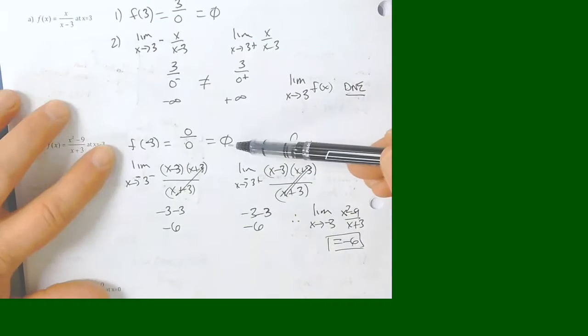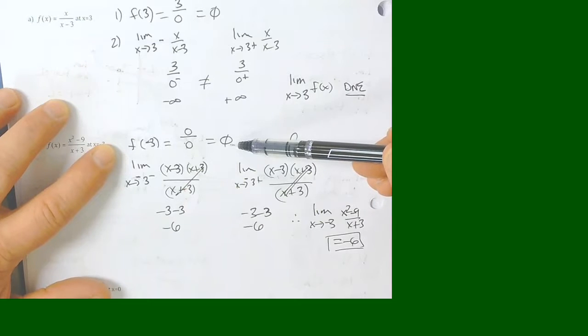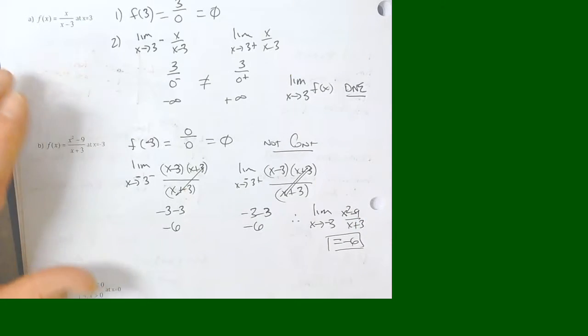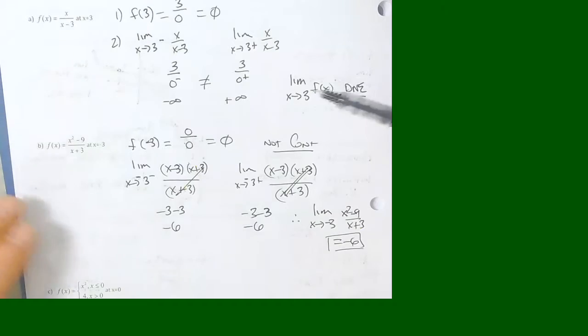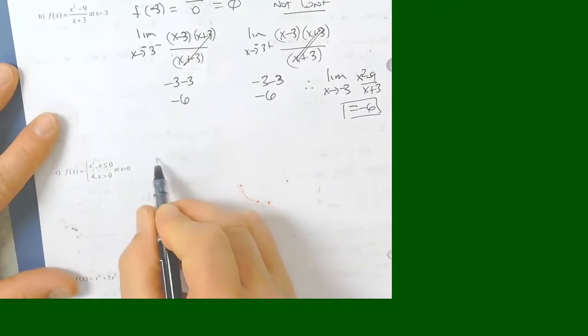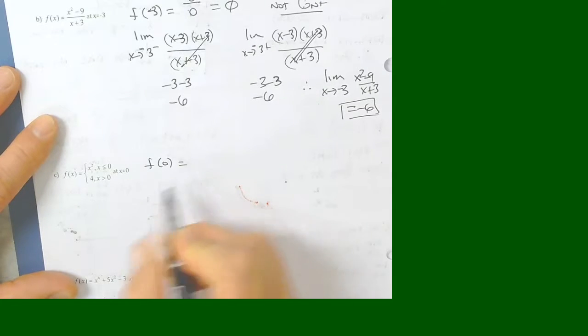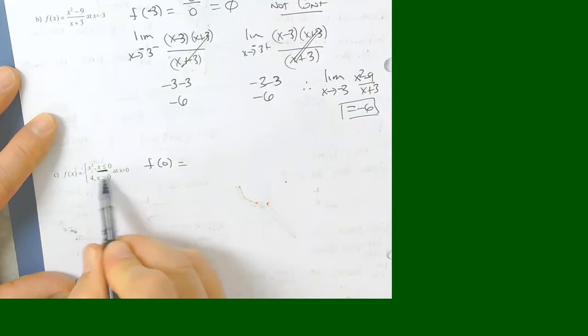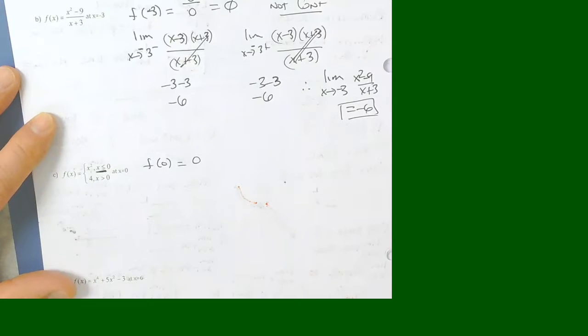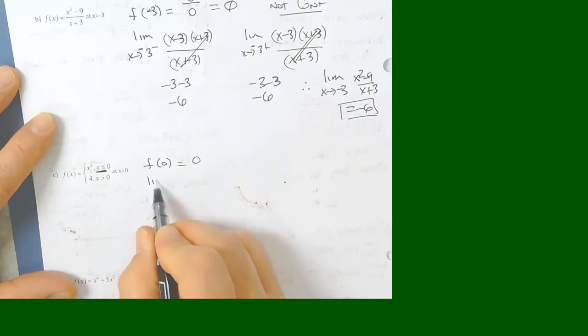So, yes, we failed this one, right? We fail this. We don't have to do the rest, but it's worth looking at anyway. Let's look at C. Does f of c exist? F of 0 is 0. Let's look at the limit.